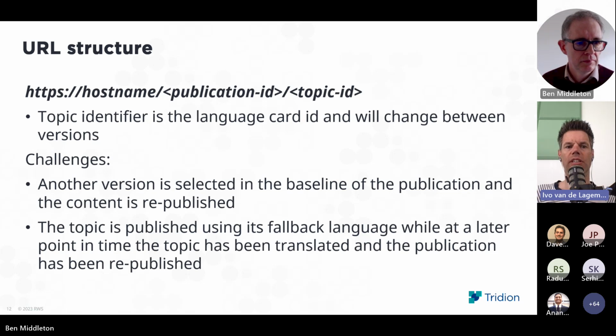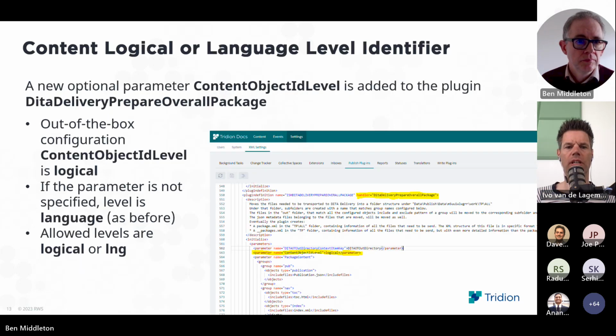So how did we fix it and come up with a solution? Instead of using the language card identifier, we now also have the option to use the logical object identifier. That's also like a card ID, but from the logical level. So that one always remains the same for the whole object itself. So in that sense, the URL is the same, but then you can see the updated content.